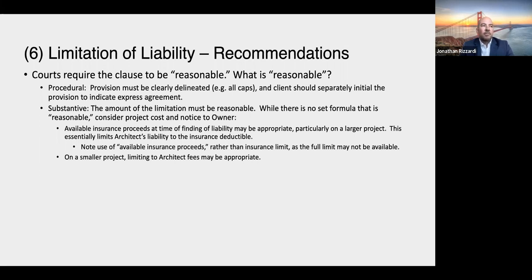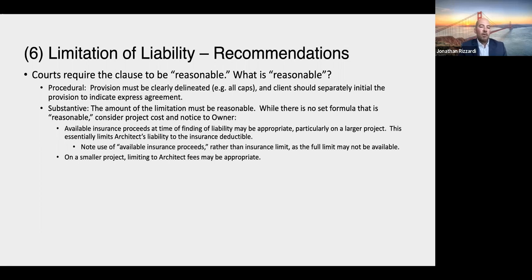More importantly, substantively, it's got to be reasonable. And we don't really know a whole lot about what that means. There's no set formula, but it's kind of a common sense issue. One thing I would say is consider the project cost and notice to the owner. Frequently we use insurance proceeds as an element of a limitation of liability. I think that really works well because it can essentially limit the architect's liability to their insurance deductible. And on a big project, that may make a lot of sense.